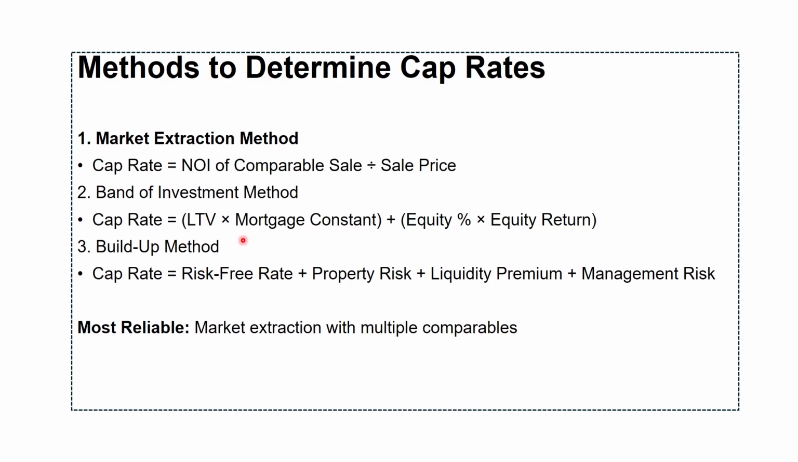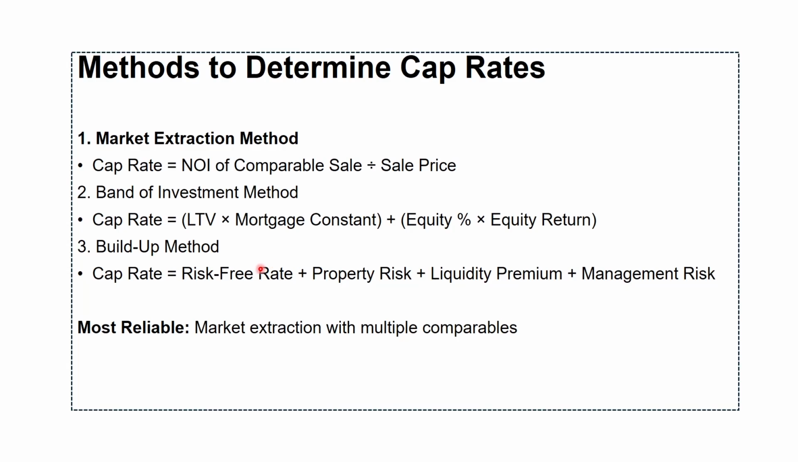For this, you can take an example. If properties typically sell with 65% financing at a 9% mortgage constant and equity investors expect a 15% return, you can calculate the overall cap rate, right? This method helps ensure your cap rate is consistent with available financing and equity return requirements.